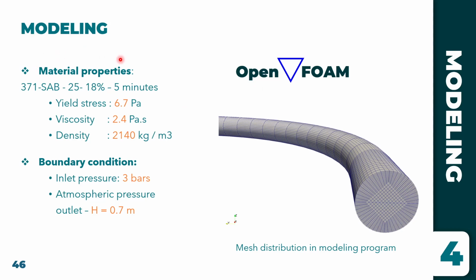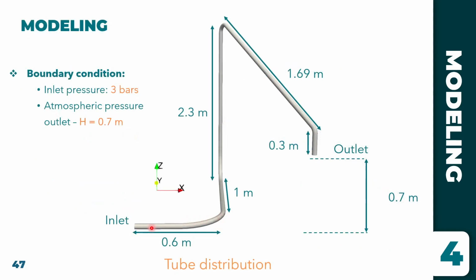I had to get the material properties and put them in the simulation program, and here I got the boundary condition, and this is my mesh. I have to divide the volume of the tube into many smaller elements to run the simulation. And here is the tube geometry in my modeling. Here is the inlet, and here is the outlet.